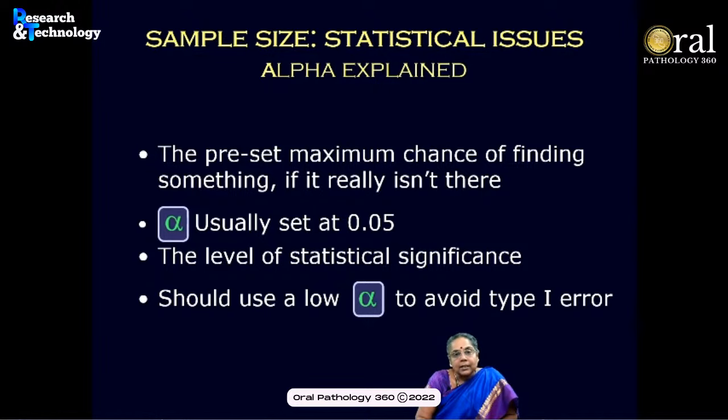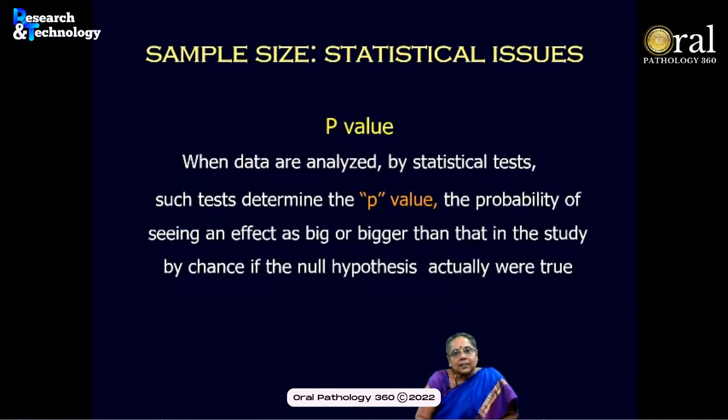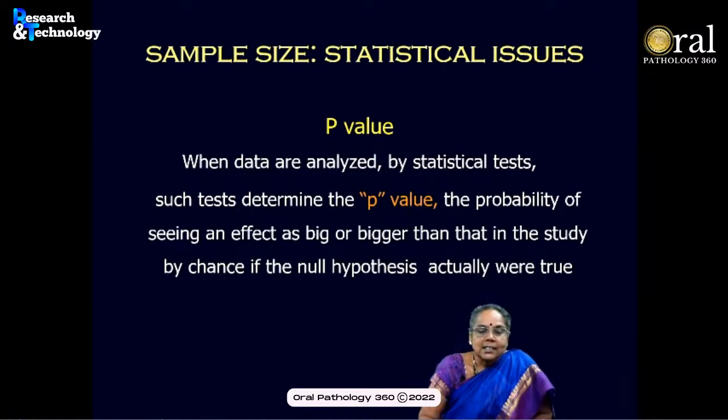Now, let me go ahead with this a little more. All of us are familiar with the p-value. Once our research is done, we are excited to know whether the p is less than 0.05 or greater than 0.05. So when the data are analyzed by a statistical test, such tests determine the p-value. It is the probability of seeing an effect as big or bigger than that in the study by chance if the null hypothesis actually were true.